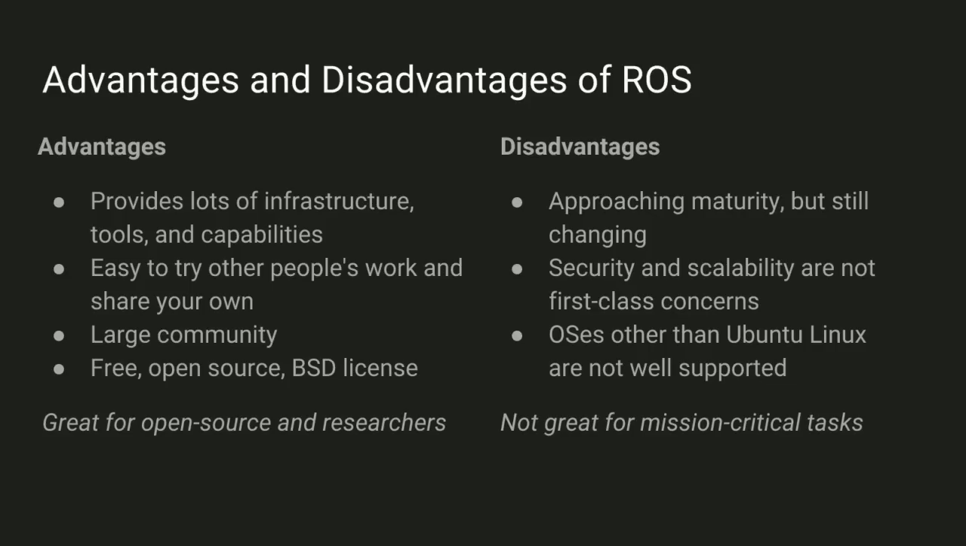So I think some of the key takeaways about the disadvantages of ROS is that it's not really the best for tasks which are totally mission critical, totally need to be scalable or secure, or need to run on some kind of operating system other than Ubuntu, which is fairly common. So for example, I wouldn't imagine writing airplane software with ROS.